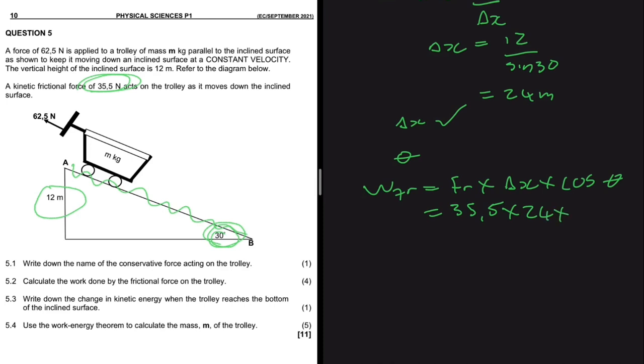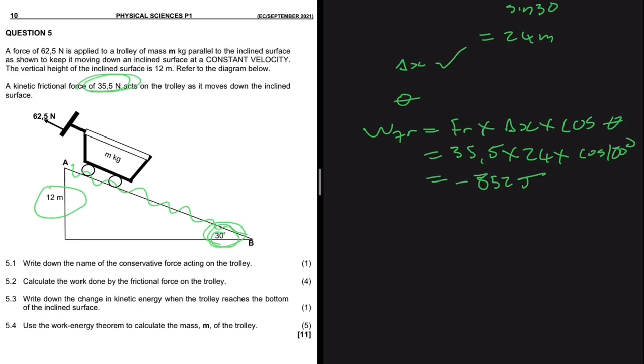All the time, frictional force opposes the motion, right? So the angle should be 180 degrees, right? So we have cos of 180 degrees. And then if you punch that in your calculator, you're gonna get minus 852 joules, right? So that is the amount of work the frictional force is doing on the trolley.